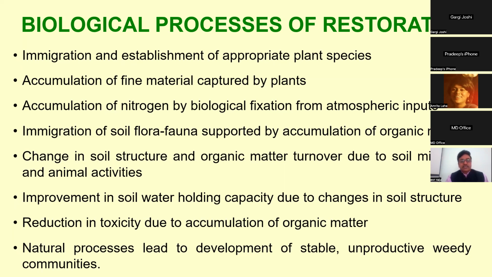Now, change in the soil structure and organic matter, improvement in soil water holding capacity. The plants do all these biological processes. Reduction in toxicity due to accumulation of organic material. Natural processes lead to the development of stable and productive communities. As I was told earlier, when the land gets degraded, some exotics and weeds start coming. Those weeds exit and could be removed. Next, please.